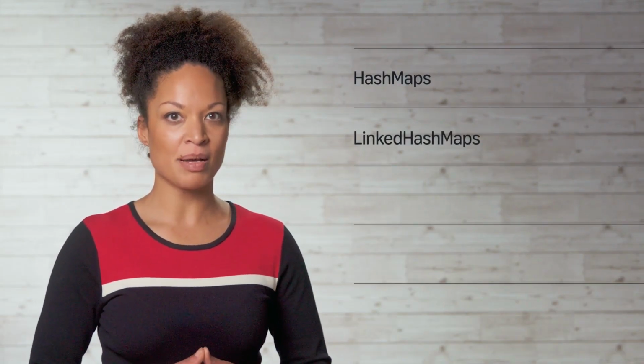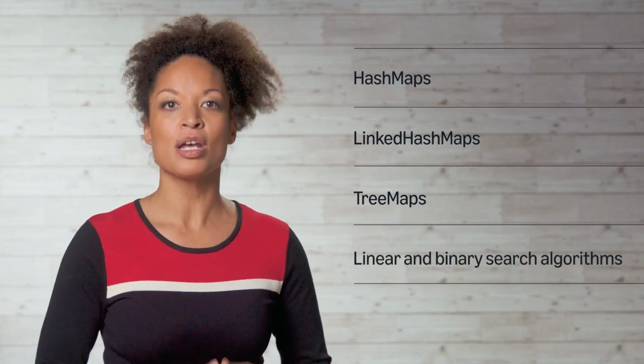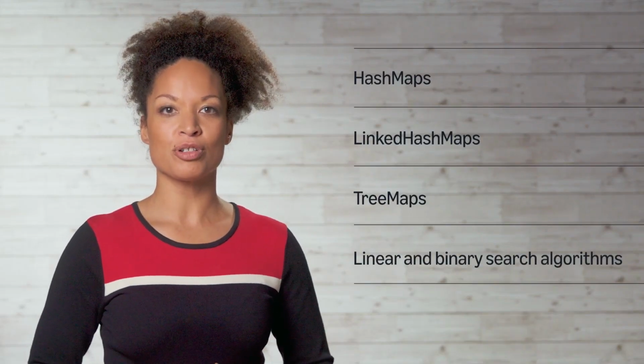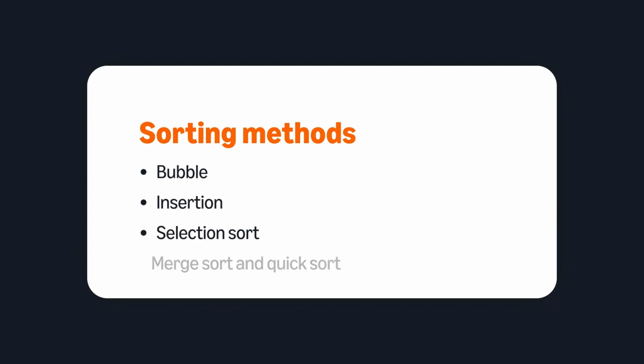First, a quick summary. In this module, you learned to use hash maps, linked hash maps, and tree maps for efficient data storage and retrieval in Java. You also explored linear and binary search algorithms, boosting your data search approach. You also applied sorting methods like bubble, insertion, and selection sort, along with more advanced merge sort and quicksort methods to handle larger datasets efficiently. All these tools help improve app performance.